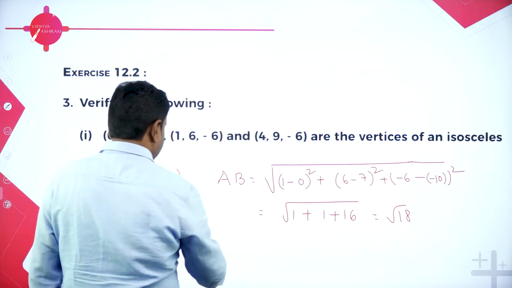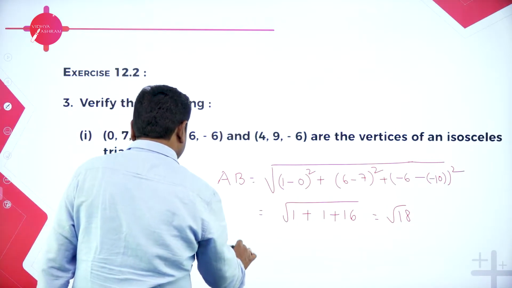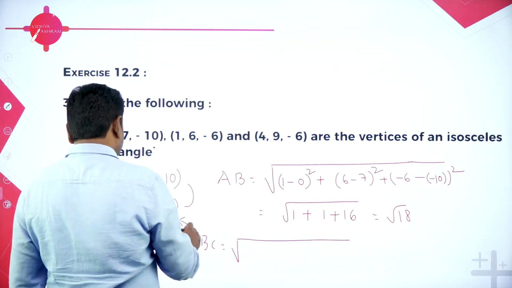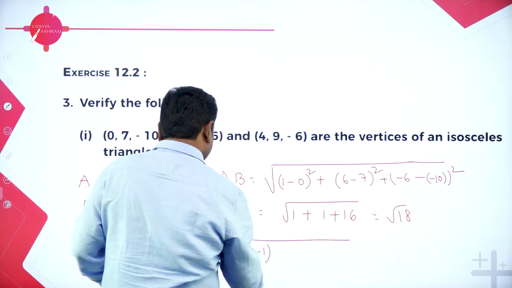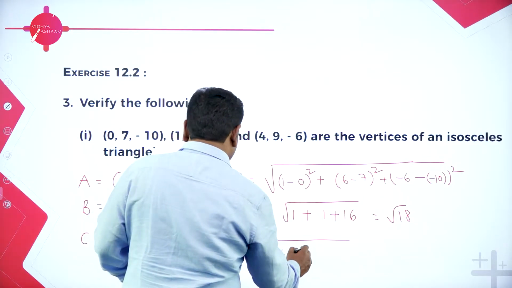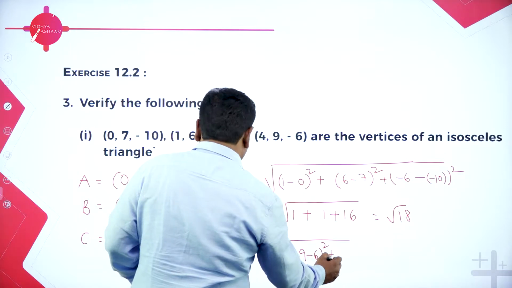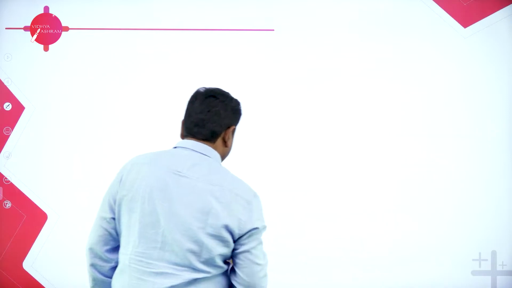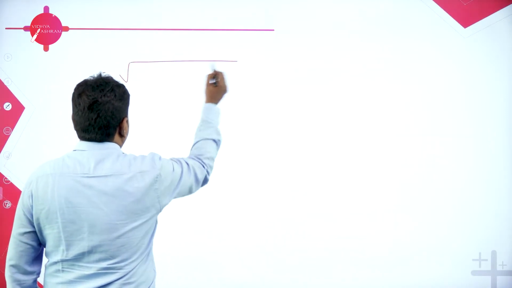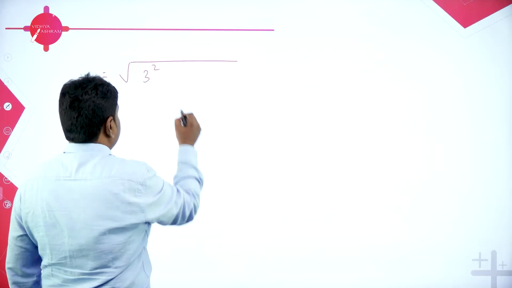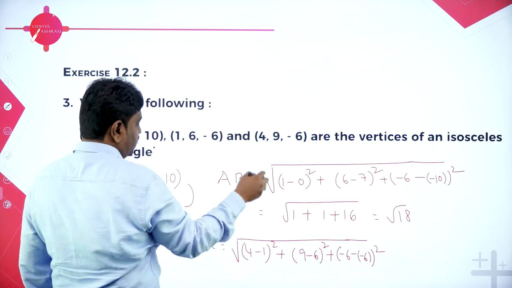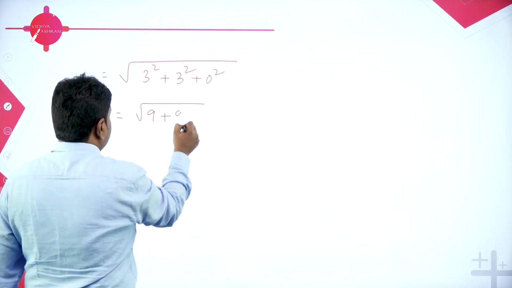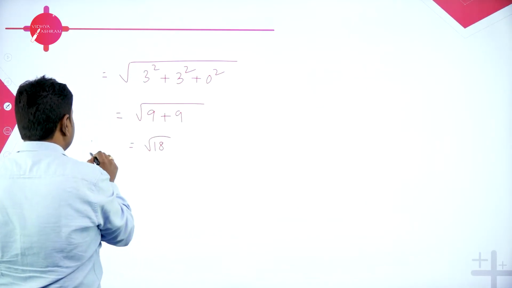Similarly find BC. So B and C, apply distance formula between BC. Root of (x2 minus x1) the whole square for these two, (4 minus 1) the whole square plus (9 minus 6) the whole square plus (minus 6 minus of minus 6) the whole square. Simplify this. 4 minus 1 the whole square, that is 3 square, then again plus 3 square, again 0 square. So you know 3 square is 9 plus 9 is 18, so you will get BC also as root 18.